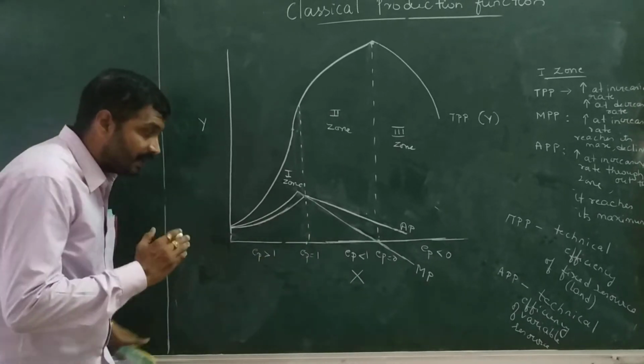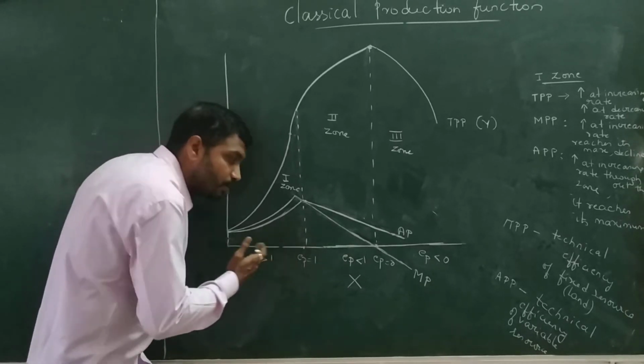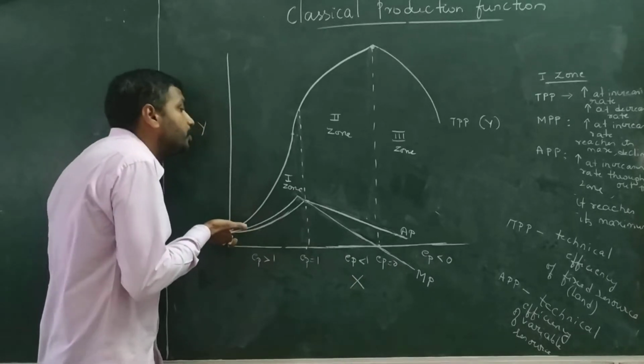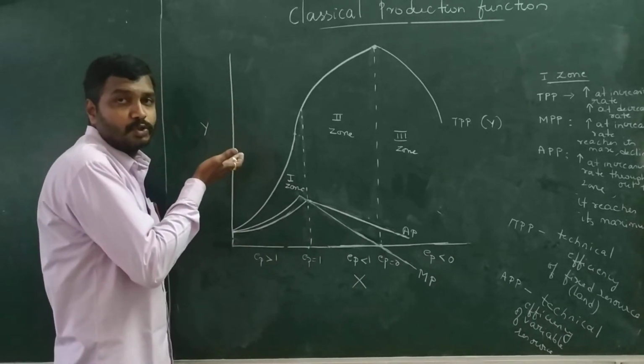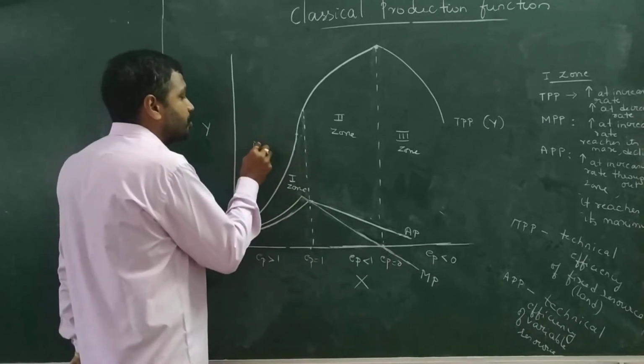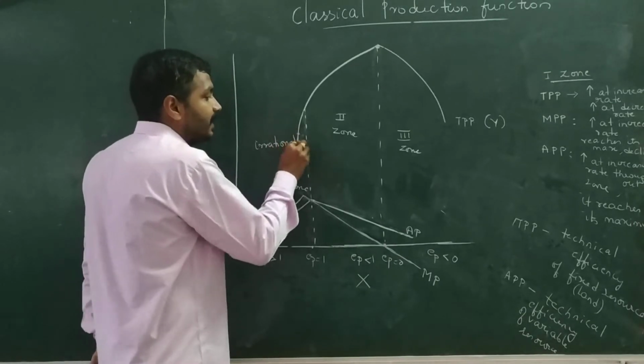That means he should never stop in this particular zone in terms of input application. He should go beyond this zone, or he should produce beyond this zone, the first zone. If not, we call him irrational. This zone is called irrational.